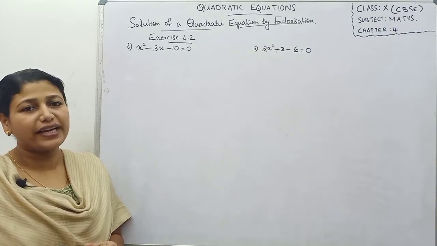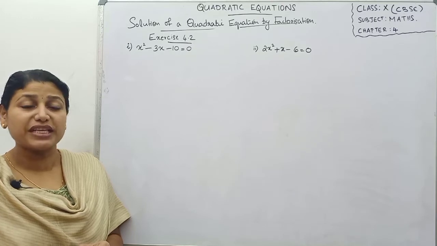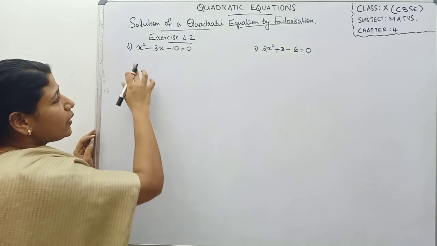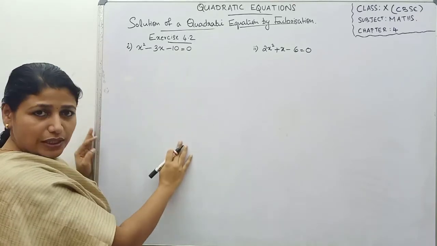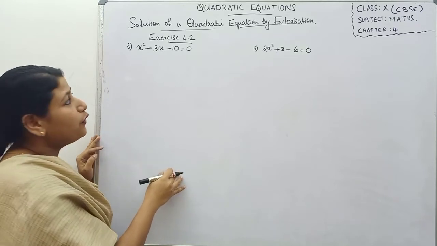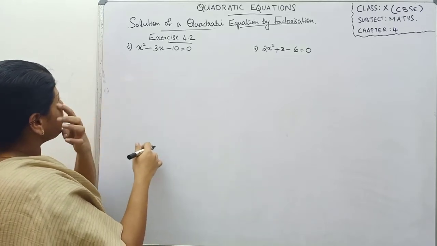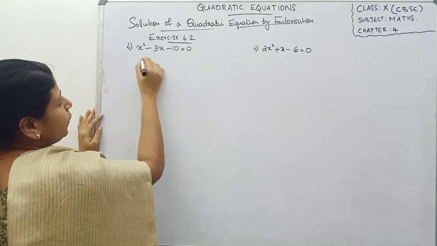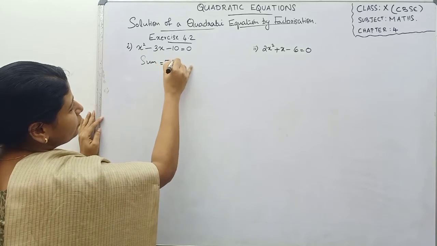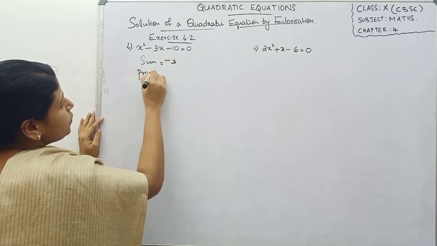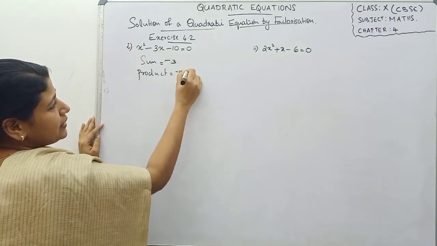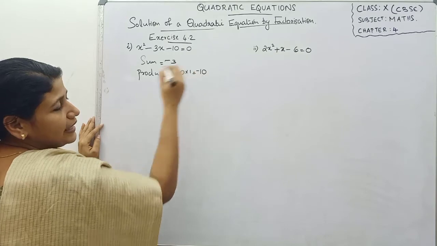We want to find the solution of this quadratic equation using factorization method. Okay. So first question is x square minus 3x minus 10 equal to 0. Here also we can use the splitting the middle term method. For that, first we have to find out the sum and product of this equation. Okay, what is the sum of the roots? Sum is the middle term, the coefficient of x, which is equal to negative 3. And what about the product of the roots? Product equal to negative 10 into 1. That means negative 10 itself.